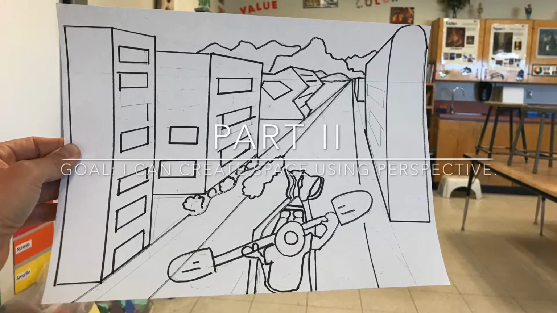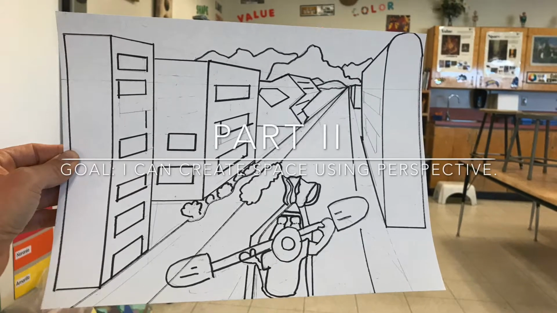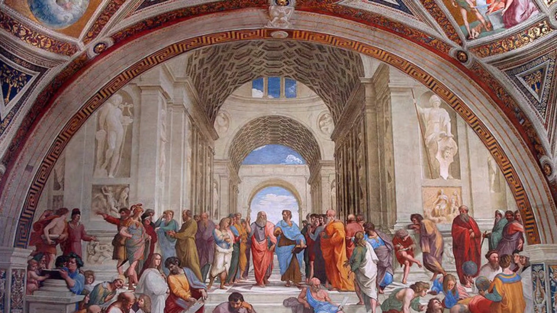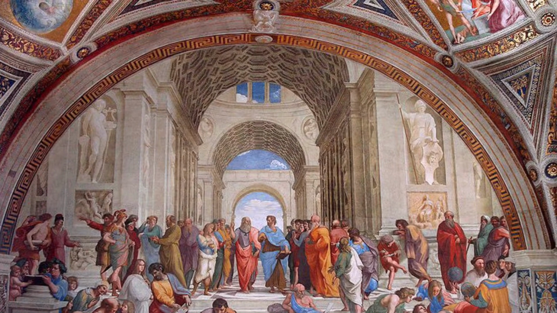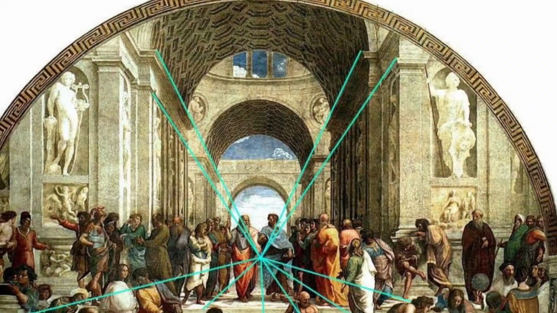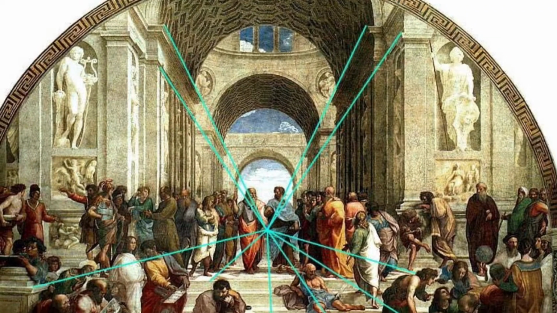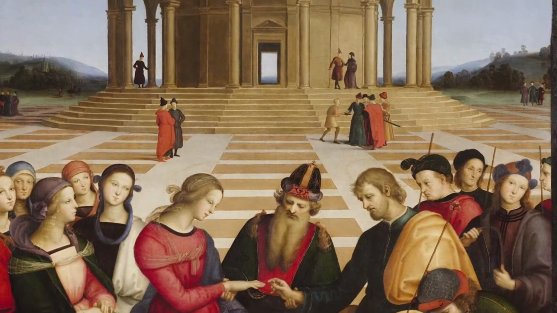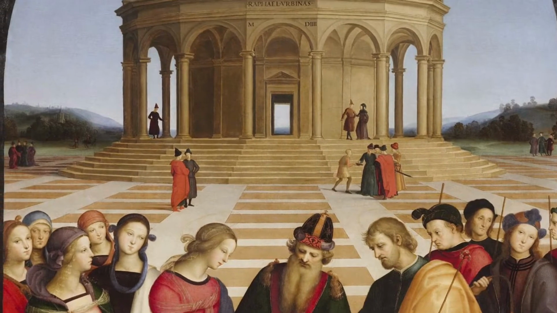Hello, we are back with part 2 of creating space using perspective. Take a look at this painting by Raphael titled The School of Athens. It's a piece using 1-point perspective, and we see 1-point perspective here.